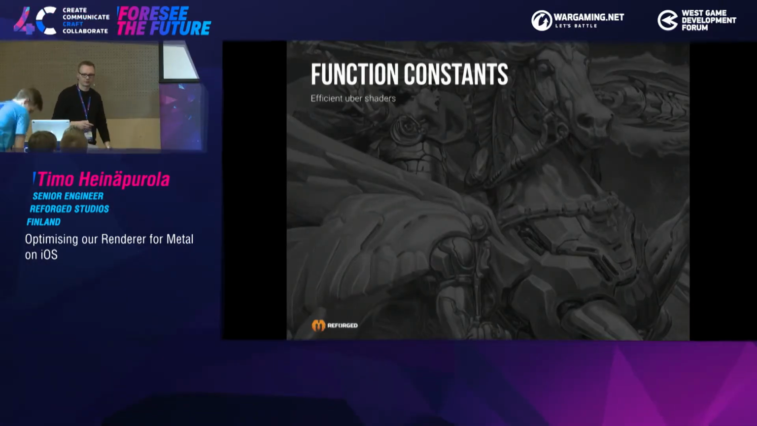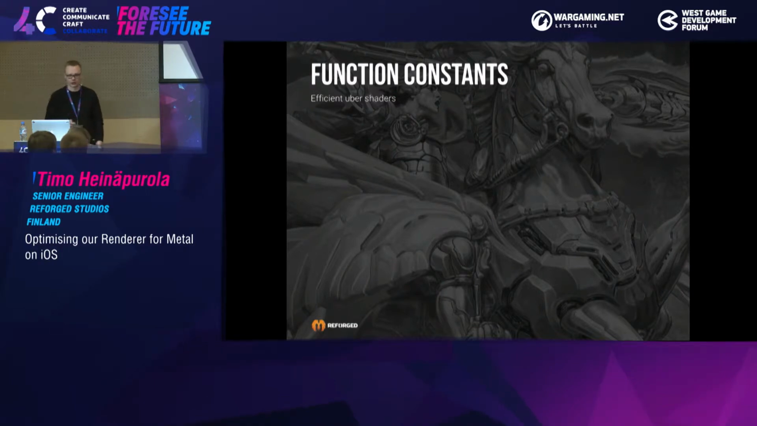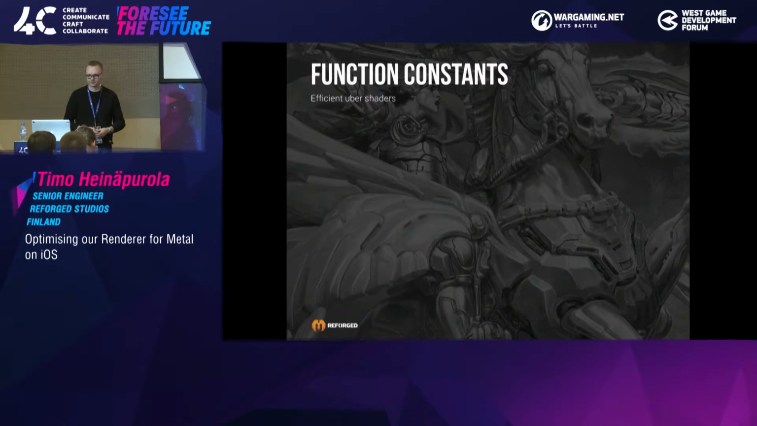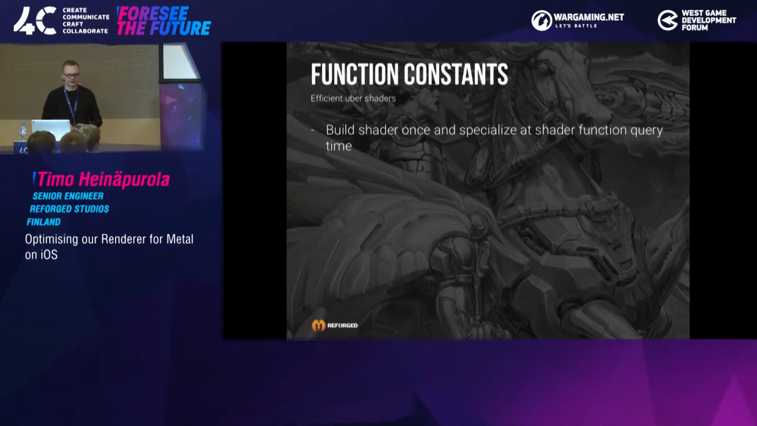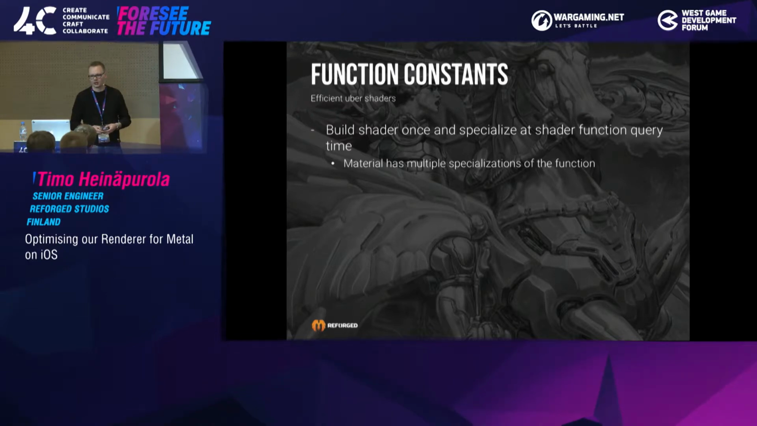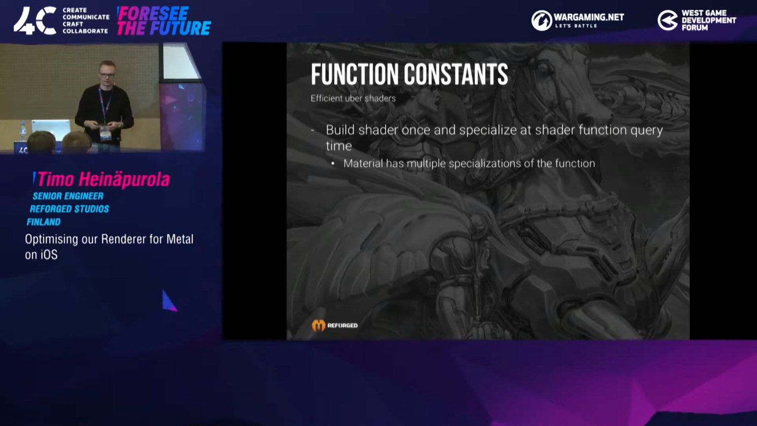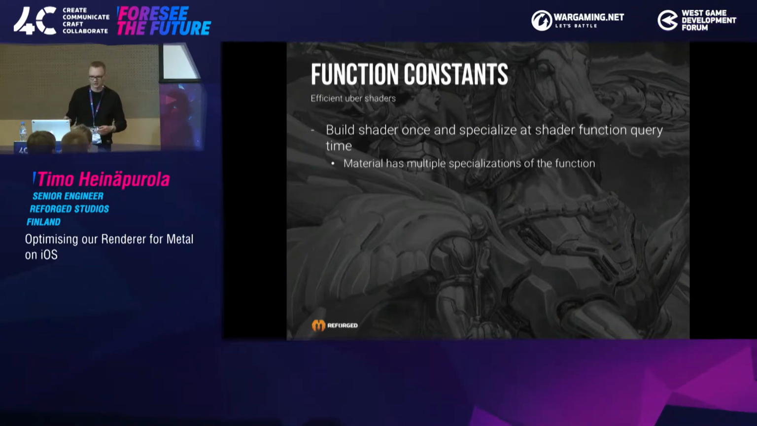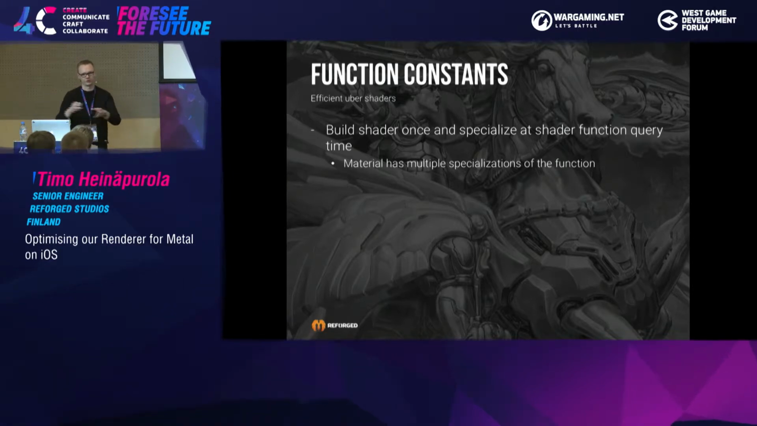Function constants are a really good way of removing code. They're really efficient for building Uber shaders. The idea is that you build your shader once, and then you just specialize it when you actually need the function. So you provide it with a couple of parameters to specialize it. We have, for instance, our materials with multiple specializations of these functions, like for depth-only rendering or for normal mapping versus no normal mapping and whatnot.